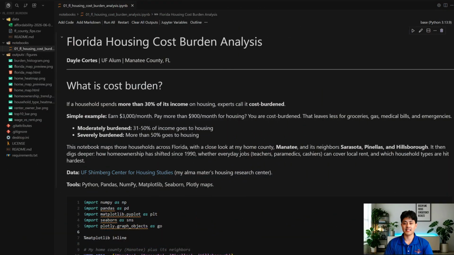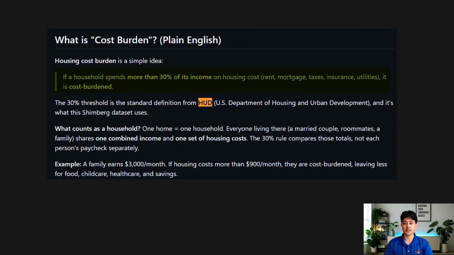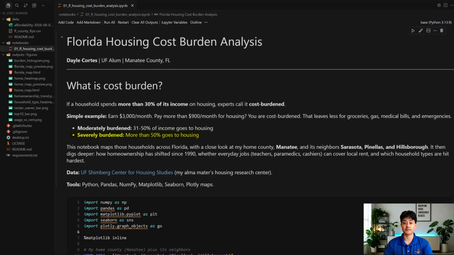My name is Dale Cortez, and in this segment, we are doing a deep dive code review of the end-to-end Python pipeline I engineered to analyze housing affordability across Florida's 67 counties. To set the stage, housing cost burden is a critical metric defined by HUD. If a household spends more than 30% of its gross income on housing, it's considered burdened. If it crosses 50%, it's severely burdened.